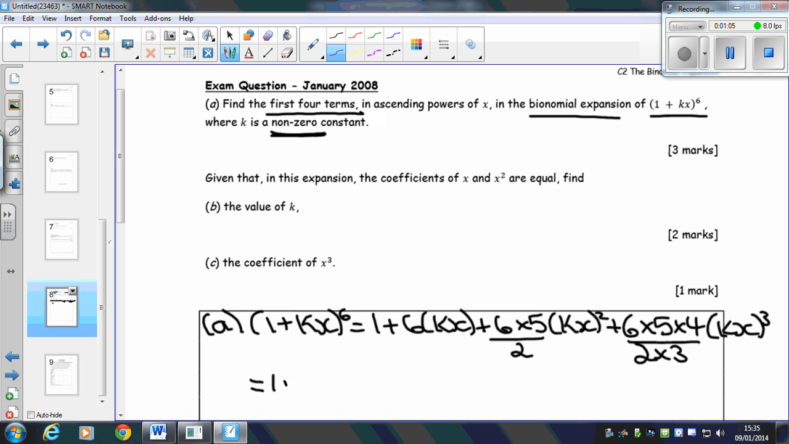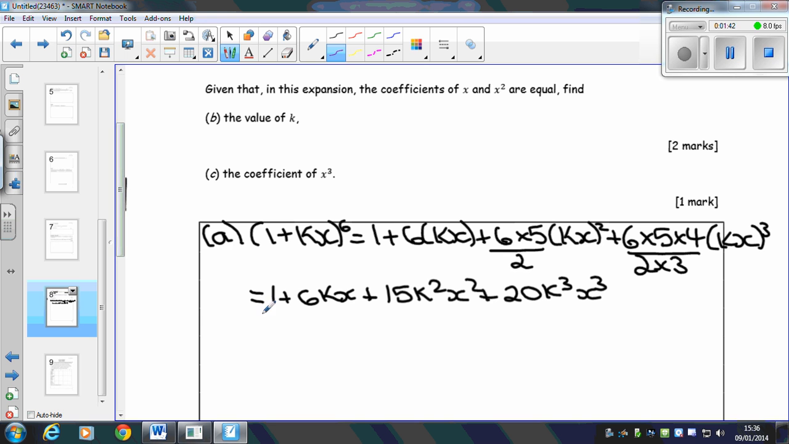So I'll have 1 + 6kx + 6 times 5 gives me 30, 30 divided by 2 gives me 15k squared x squared, + 6 times 5 gives me 30 again, times 4 gives me 120, 120 divided by 6 gives me 20k cubed x cubed. Remembering that the k and the x in each of these brackets is squared and cubed respectively. So that is our answer to part a.